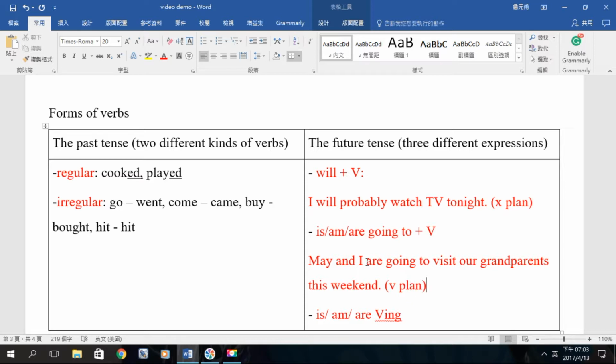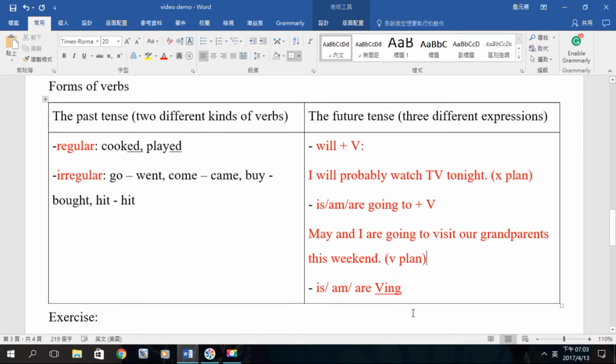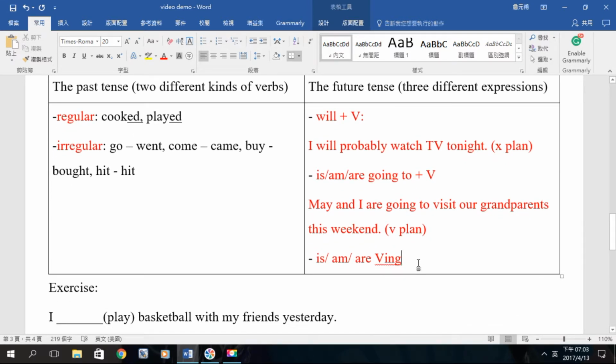So the differences between these two different expressions of the future tense: when I use will, no plan. When I use be going to, is am are going to do something, it means I have a plan for what I'm going to do. As for the last one, is am are with V-ing is exactly the same as the way that we use the present continuous tense.